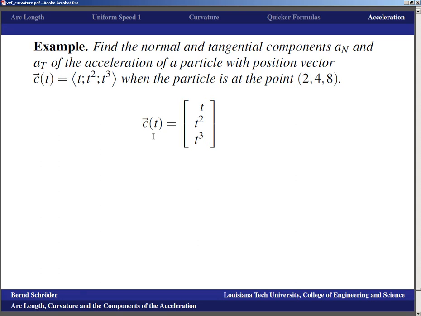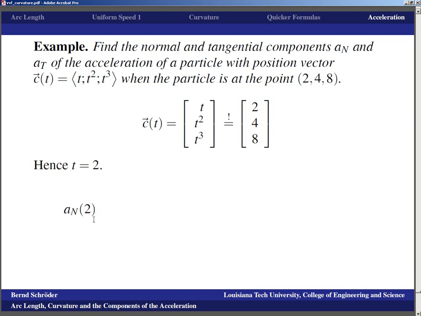Okay, so we continue and we realize that if c of t is t, t squared, t cubed, then we have to set that equal to 2, 4, 8 to obtain our parameter t. And of course, that's really easy. The first row already tells us that t has to be equal to 2. The remaining rows are sanity checks, because as soon as we know that t must be equal to 2, the other equations must be satisfied also, because otherwise the particle never reaches the point 2, 4, 8. But of course, 2 squared is 4 and 2 cubed is 8, so that works out very nicely.